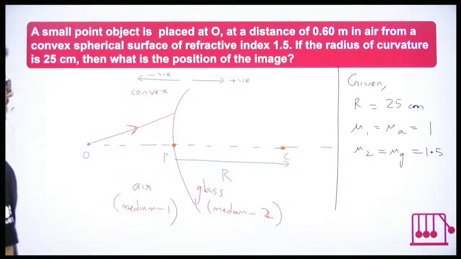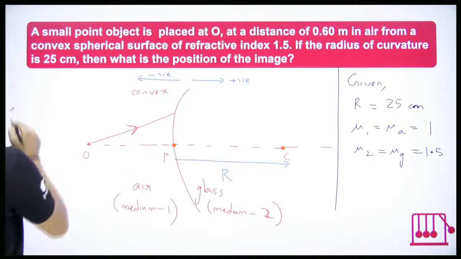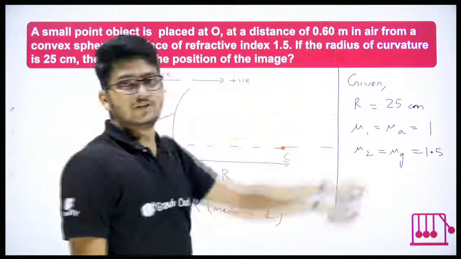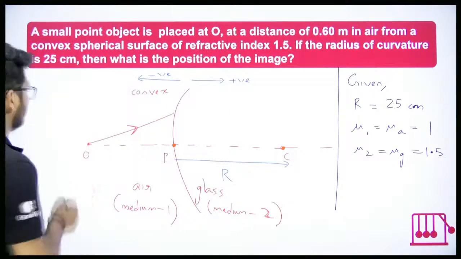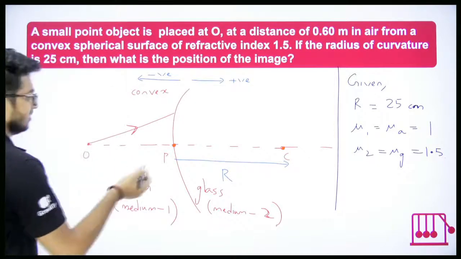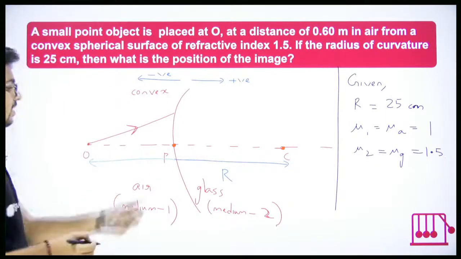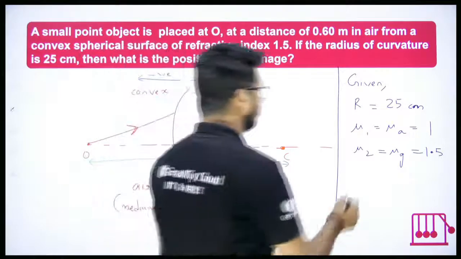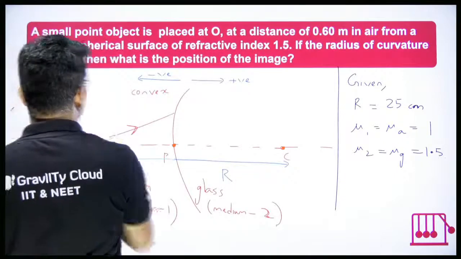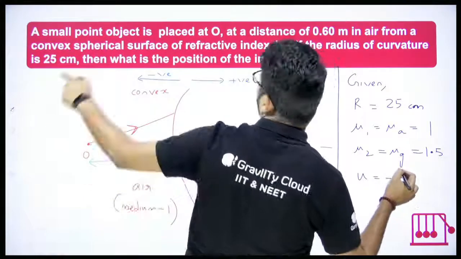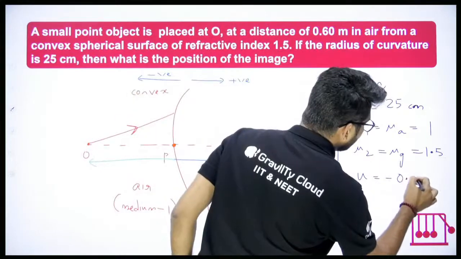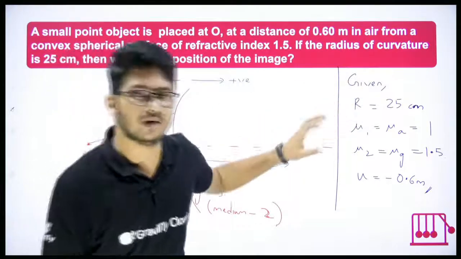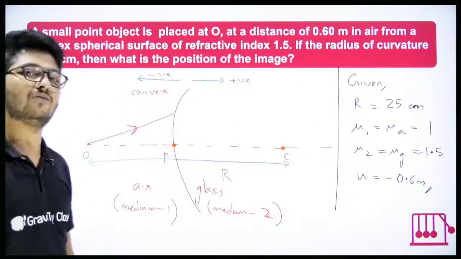So you have the radius of curvature, mu 1, mu 2, both of them. Then what else do we have? The object is placed at a distance of 0.60 meters. As always, object distance is negative, because from pole to object you are going towards left, and left is negative. Object distance is always negative. So u in this case is going to be minus 0.6 meter. So I have the radius of curvature, mu 1, mu 2, and u. I have to find out v.